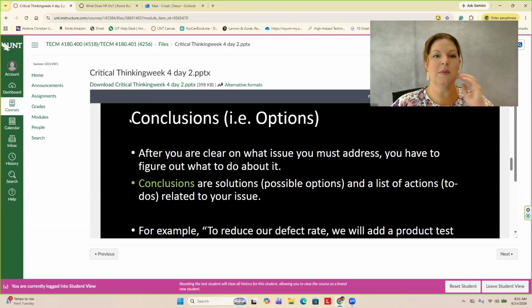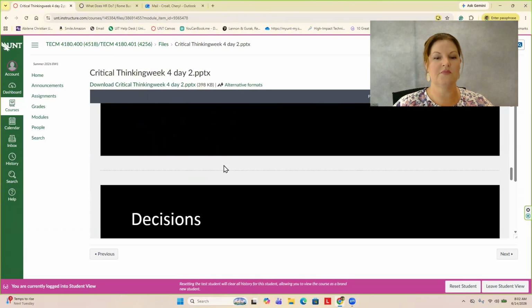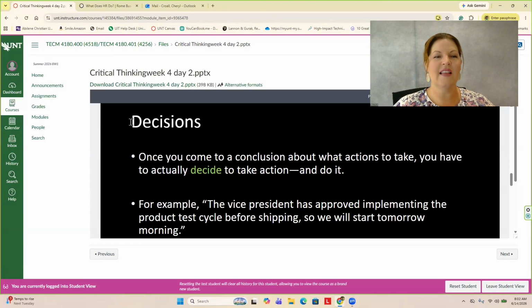Next, the textbook calls the second step making conclusions. For me, that word feels a little confusing, but he uses it synonymously with the word options, right? So drawing conclusions to me means you're creating all of your options, thinking of the options. What conclusion can you come to? These are the solutions.